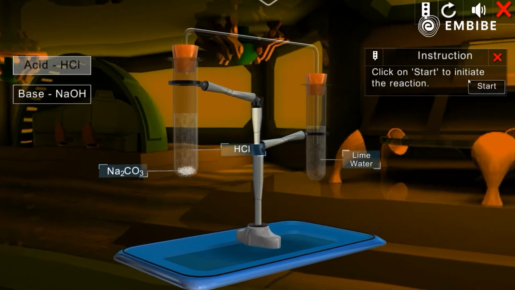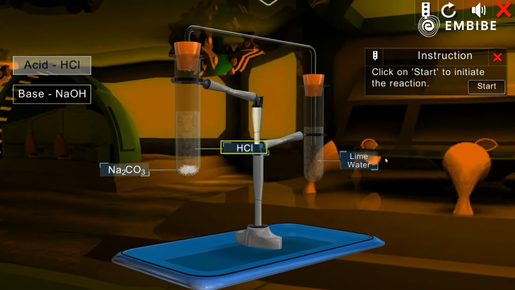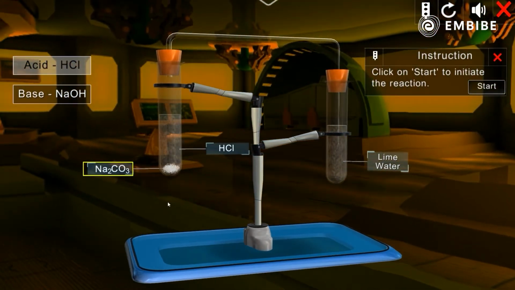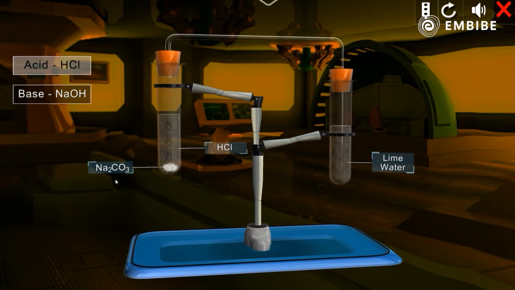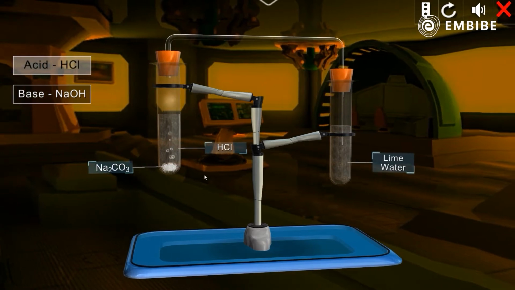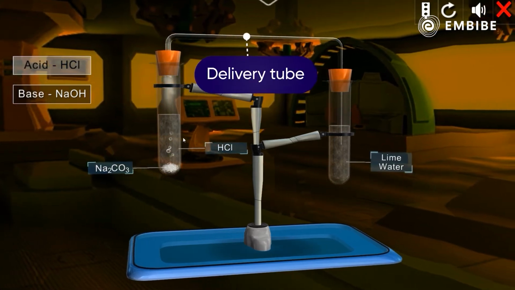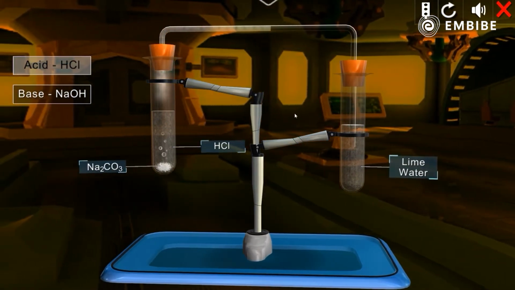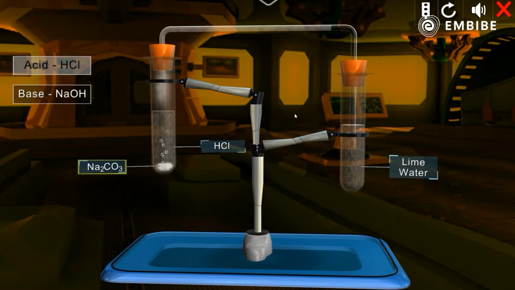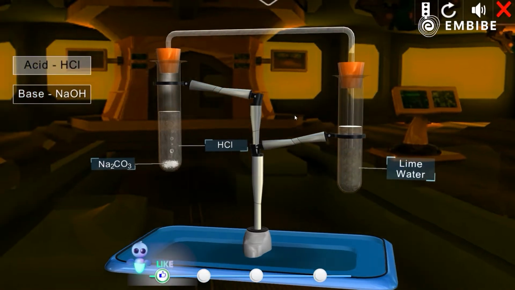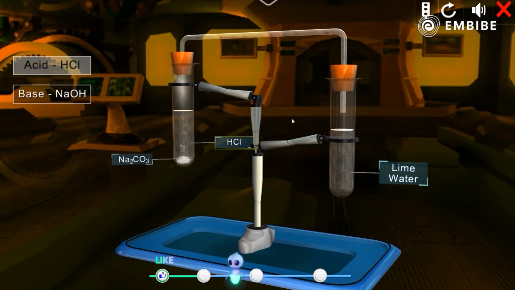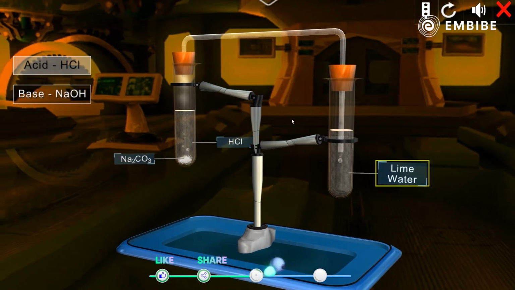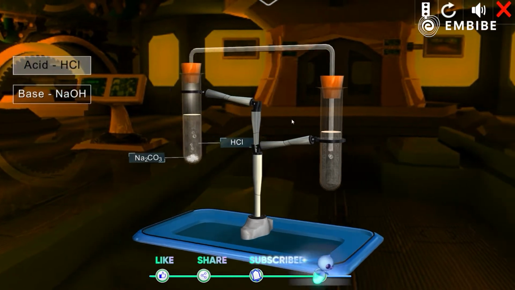We will now study the reaction of HCl with sodium carbonate. For this, we take two test tubes which are connected by means of a delivery tube and are sealed by the corks. One of the tubes consists of solid Na2CO3 to which aqueous HCl is added and the other is filled with lime water.